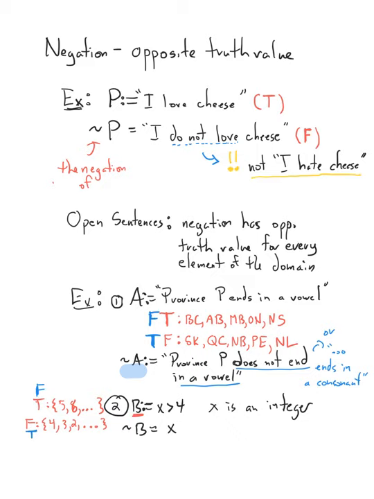So we should write X is less than or equal to 4. And again, we can reword this in other ways. Maybe instead you want to write X is less than 5. So there's two different ways of wording the negation of B.